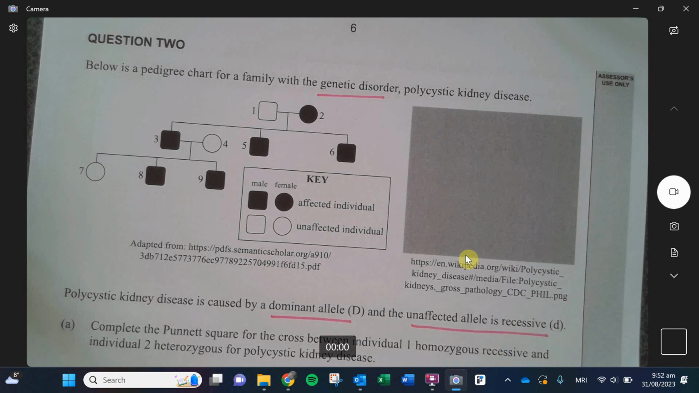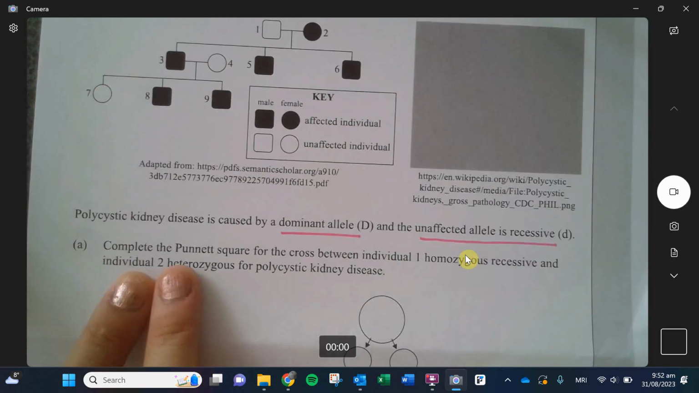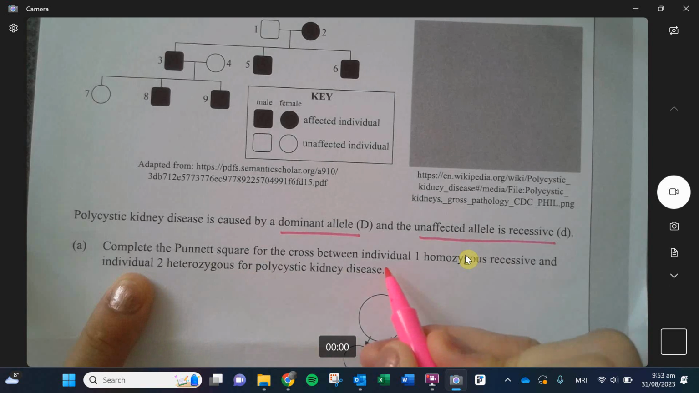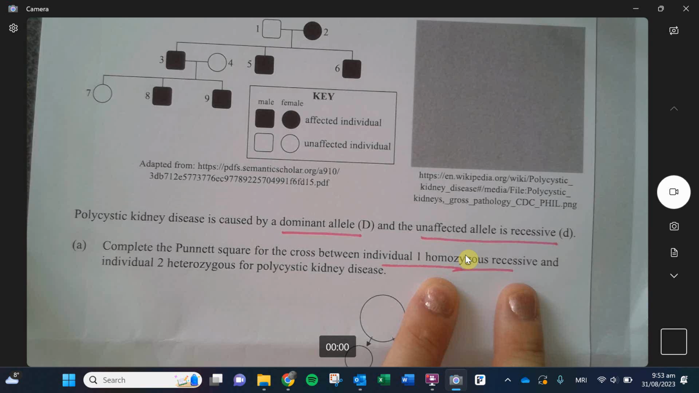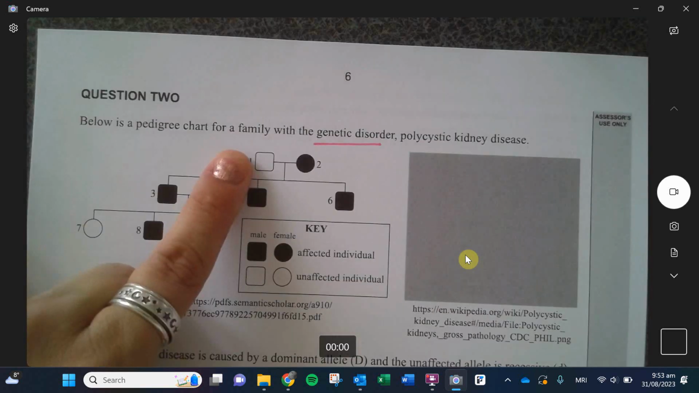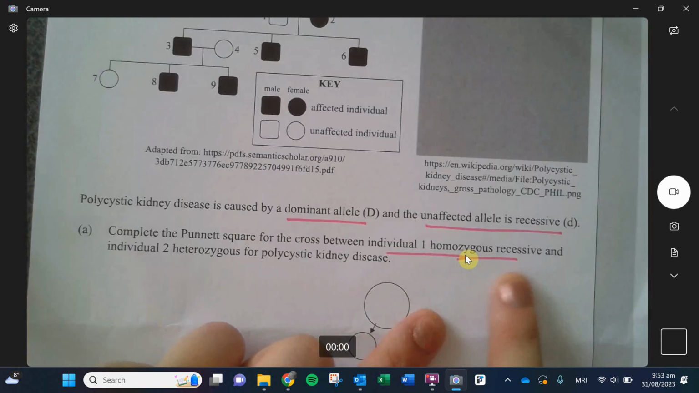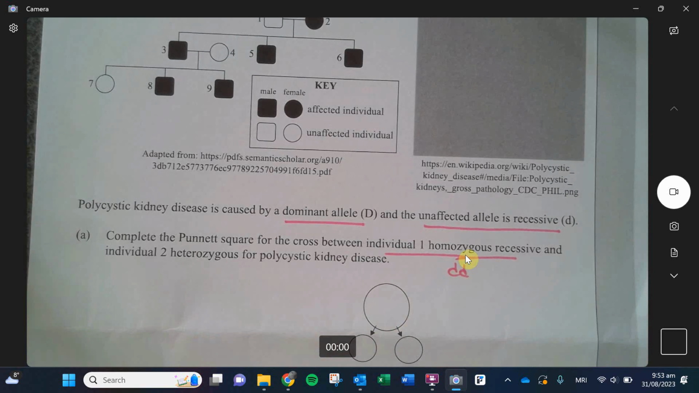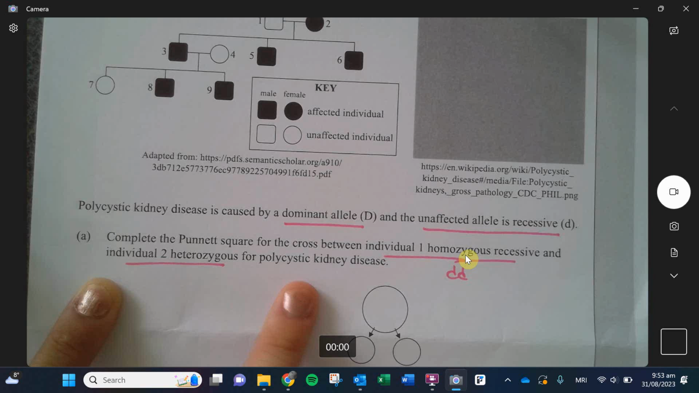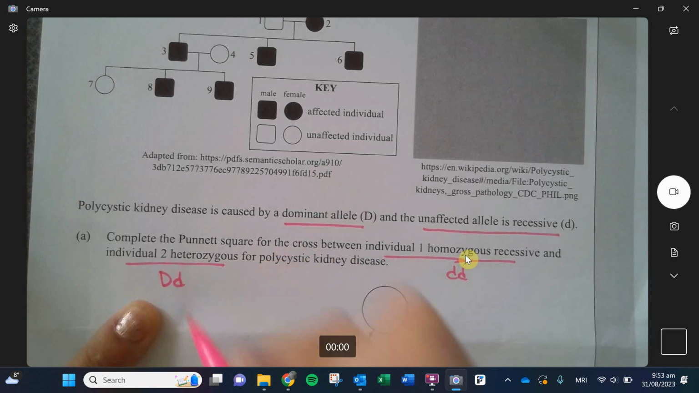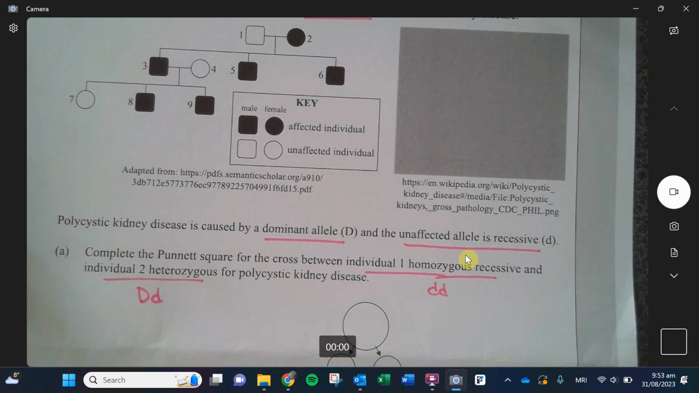All right. In this first question, they want us to complete the Punnett square for a cross between individual 1, and they tell me that individual 1 is homozygous recessive. That makes sense because they are undiseased, and the only way they can be undiseased is if they were little d, little d. I'm making that annotation on there because I find annotating the question really helps me prepare. Then they talk about individual 2, and they say individual 2 is heterozygous for the disease, so capital D, lowercase d. Are we good with that so far?